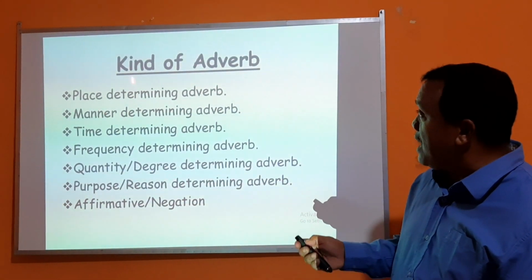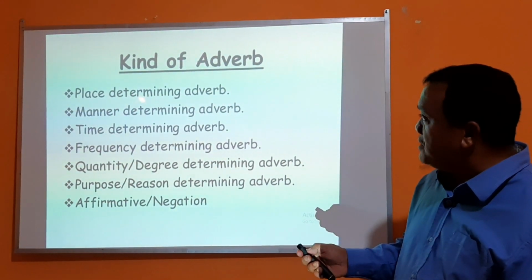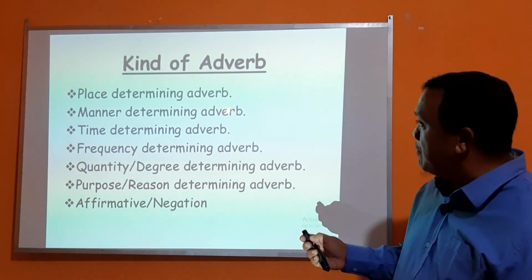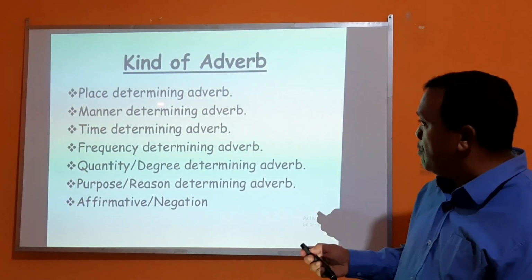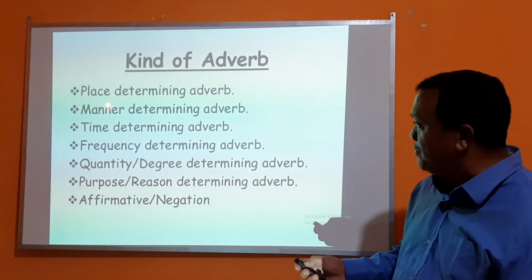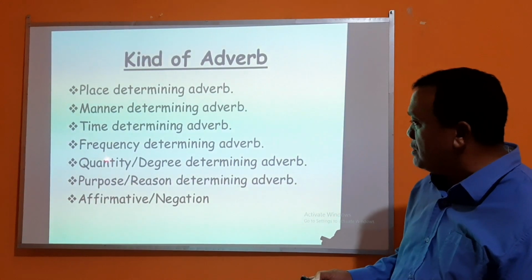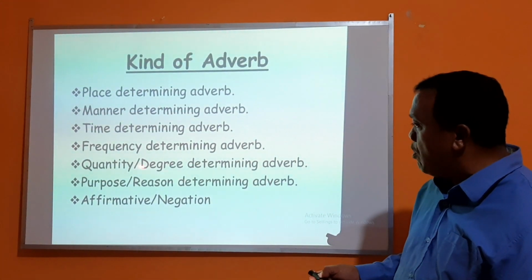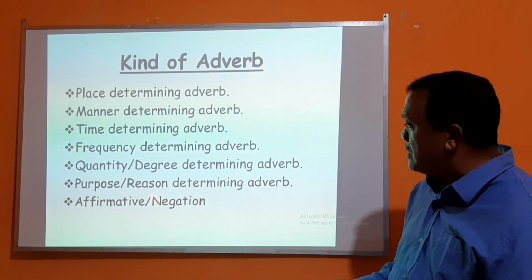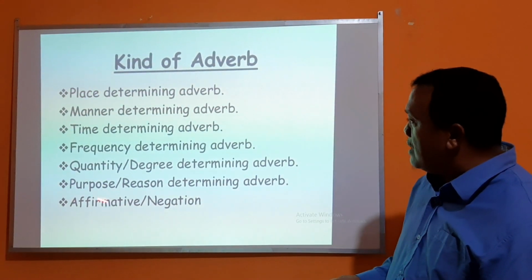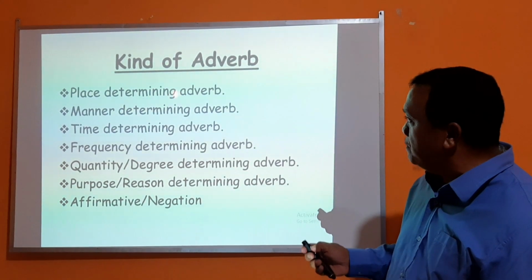Now look at kind of adverb. Adverb of place, adverb of time, adverb of manner, adverb of frequency, adverb of quantity or degree, adverb of purpose or reason, negation or affirmative. So here, there are some kind of adverb.